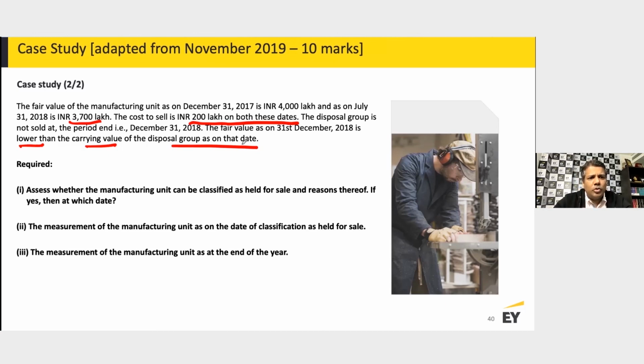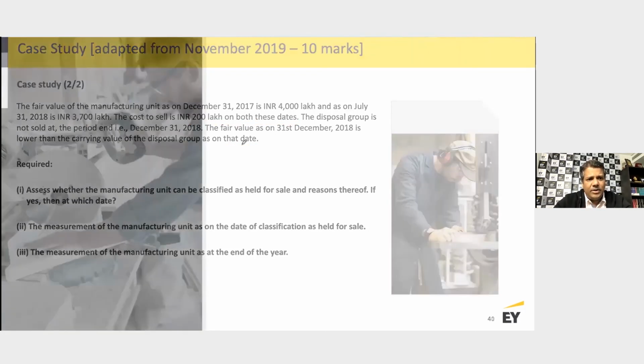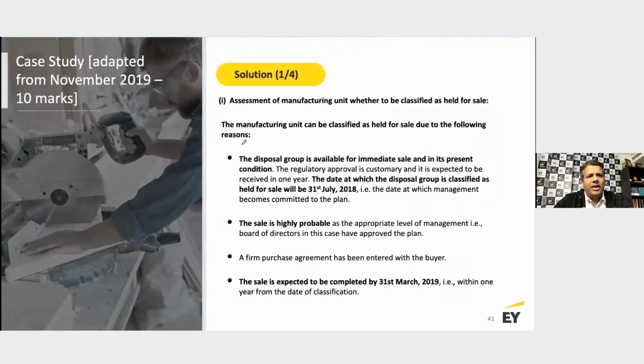I'm going to also look at the measurement of the manufacturing unit as at the end of the year, which is December 31st, 2018. The information suggests that the fair value as on 31st December 2018 is lower than the carrying value of the disposal group as on that date. Okay, let's look at the solution.